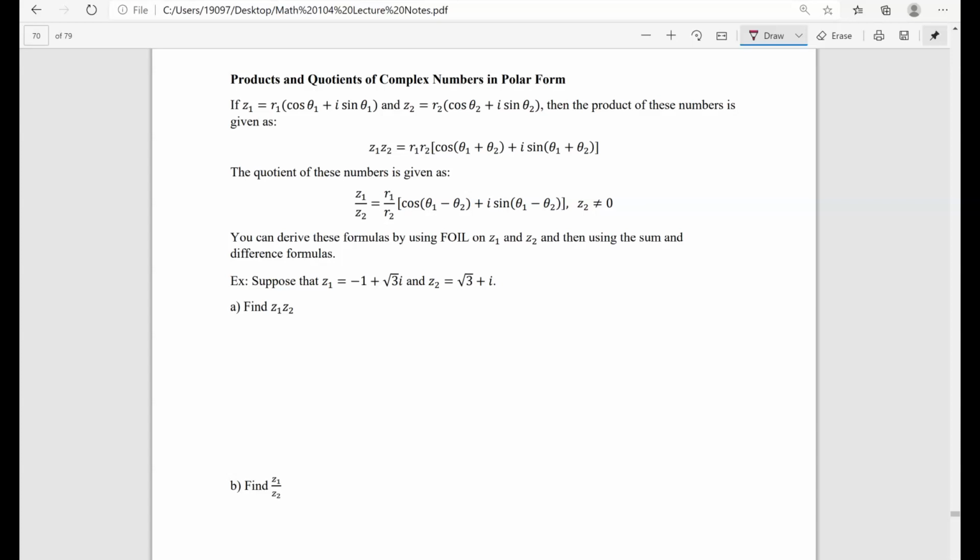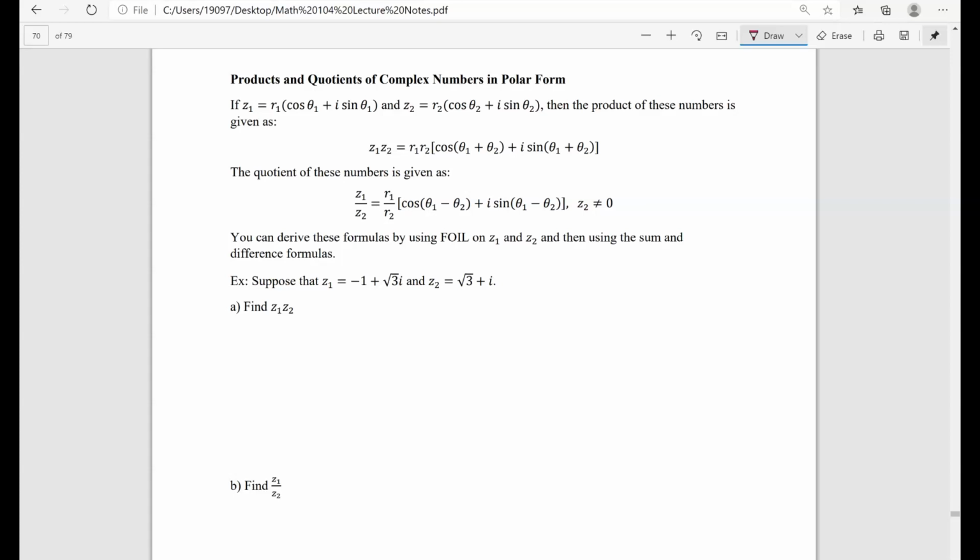So in this video, we're going to talk about products and quotients of complex numbers in polar form. We've been converting complex numbers to this trigonometric form, and we said that it's going to make certain computations much easier to work with. So we're going to look at products and quotients, because basically that's the hardest thing to do.